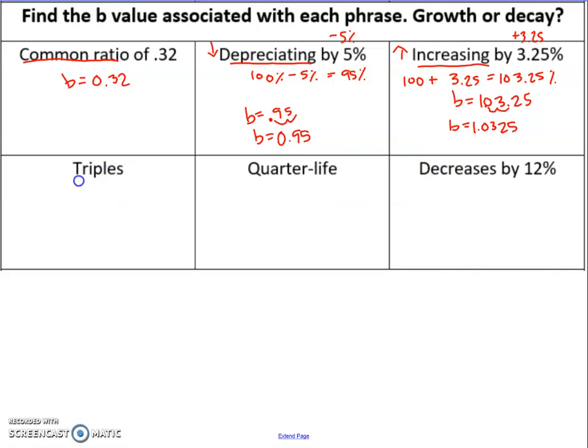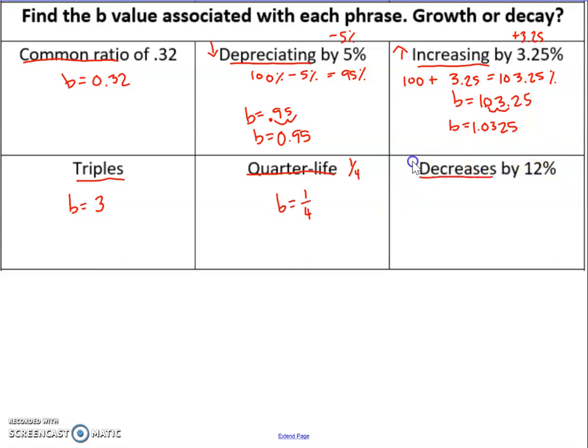Okay, triples, that just straight up tells me my B value. I'm 3 times as much, so it'd be 3. Quarter life, quarter means a fourth, so my B value is just 1/4. The only time you convert it is if it's a percent, all right?